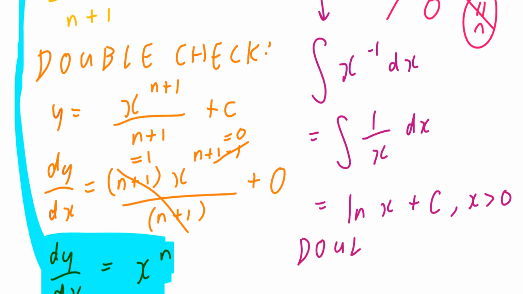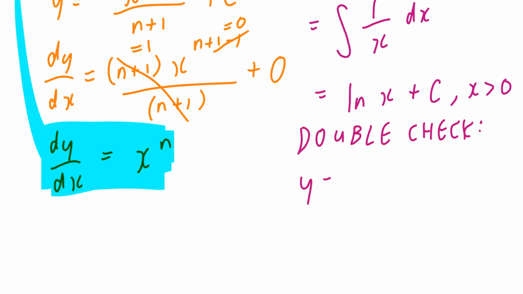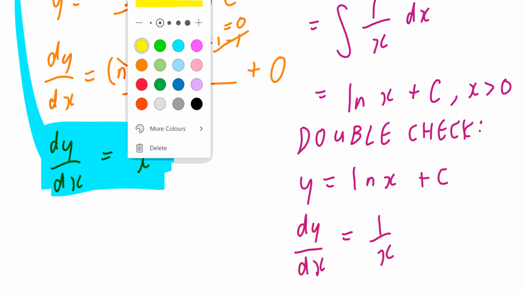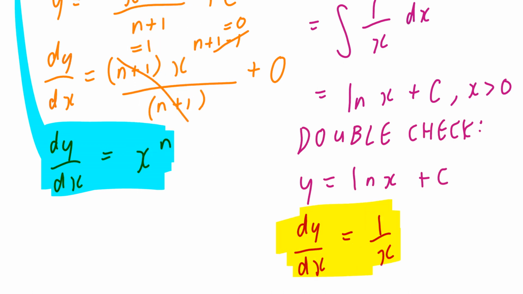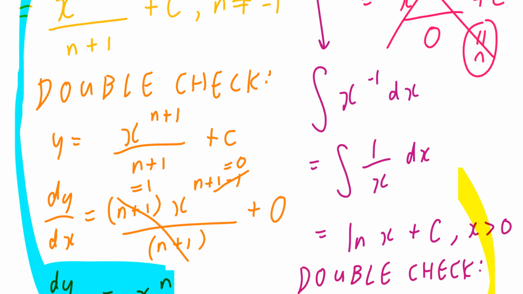So again, double checking just means you're going to let y equal ln x plus c. Find dy by dx. When you find the derivative of ln x, that's going to be 1 divided by x. When you find the derivative of a constant, that's going to be 0. And of course, if you compare this, this is exactly what we started with.